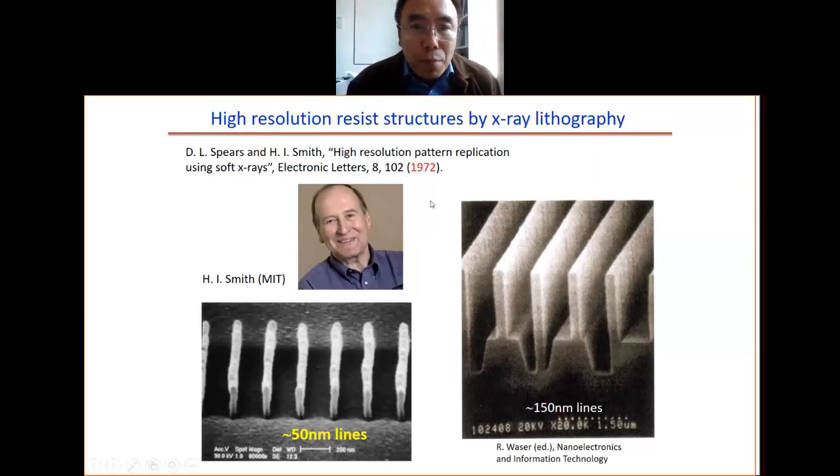As you can see, back in 1972, this is 1 year after my birth, people got 50 nanometer lines using X-ray lithography. This is extremely high resolution for the 1970s. For the figure on the right, this one shows that we have very high depth of focus. The top and the bottom are both well defined. That means they have very good depth of focus as well.